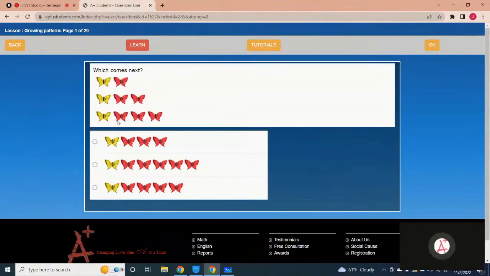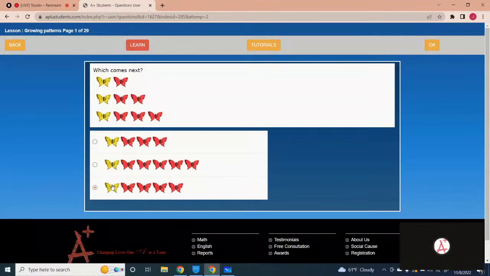Option number three, because from the very first time, you have one yellow butterfly and one red. For the second time, you have again one yellow butterfly and two red butterflies. For the third time, you have one yellow butterfly and three red butterflies. That means the yellow butterflies must be one each time, but the red ones are growing. So for the next time, you have one yellow and four red.